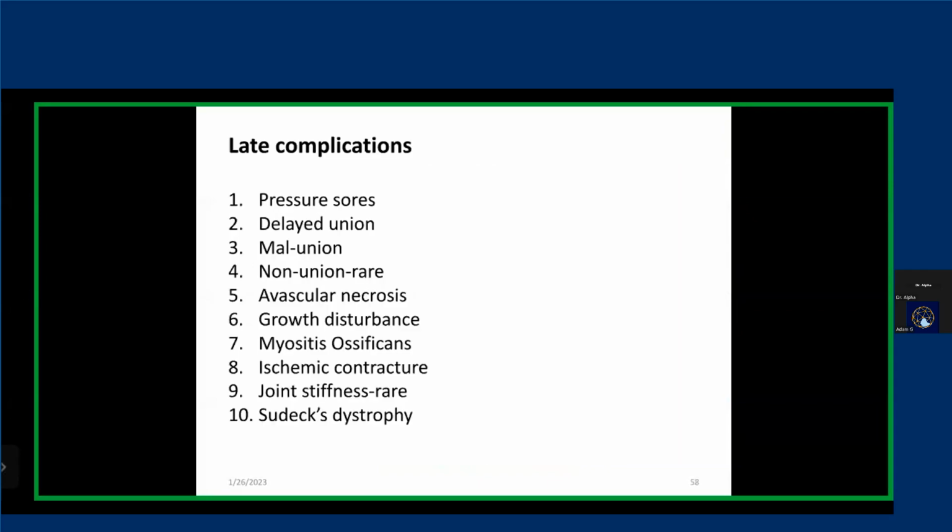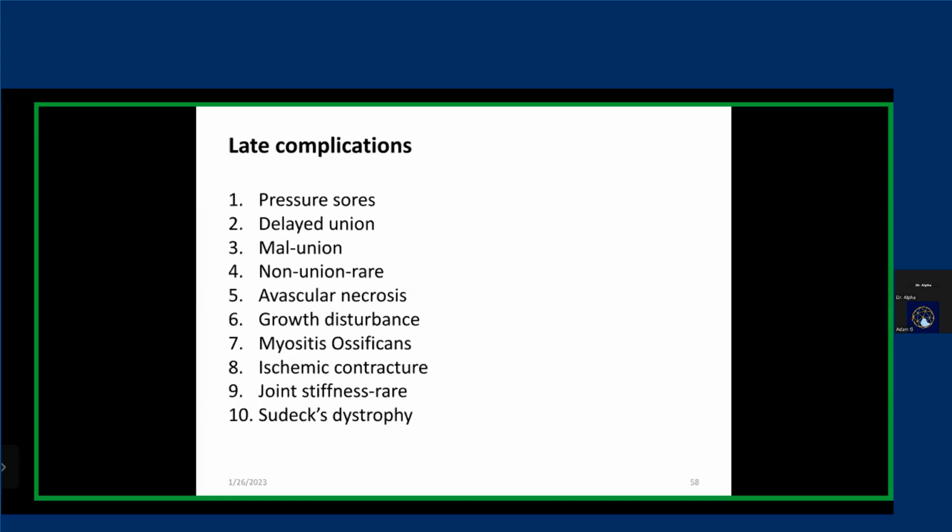Now, late complications. After a cast is applied, we should look out for pressure sores like cast burns. If an area is not well padded, they might have that. Non-unions are rare, but malunions and delayed unions might be there. Delayed union and non-union are not really a serious concern in children. We're more concerned about malunions. Non-union is very rare because they have high healing potential. Avascular necrosis is possible. Again, not as common as it is in adults, but it's still possible.